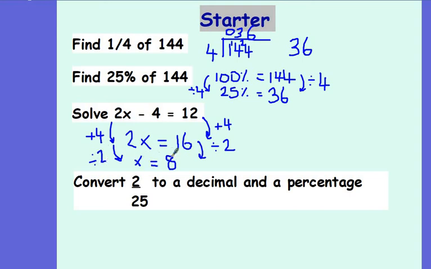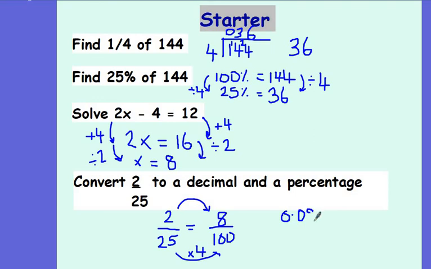8, brilliant. And finally, to convert 2 over 25 to a decimal and a percentage, well, the first thing I want to do is convert it to a fraction out of 100. So Daisy May, what do I need to multiply 25 by to get 100? 4 exactly. Whatever I do to the bottom, I need to do the same to the top, which gives me 8 out of 100, which as a decimal is 8 hundredths or 0.08. And to convert that to a percentage, I just need to multiply by 100, which gives me what, Trenton? 8%. Lovely. Let's head into today's lesson.